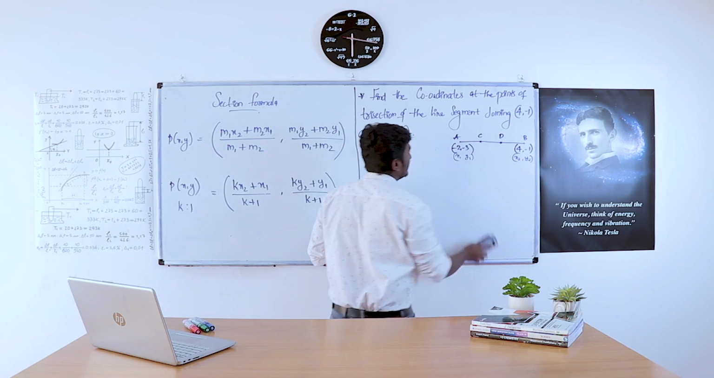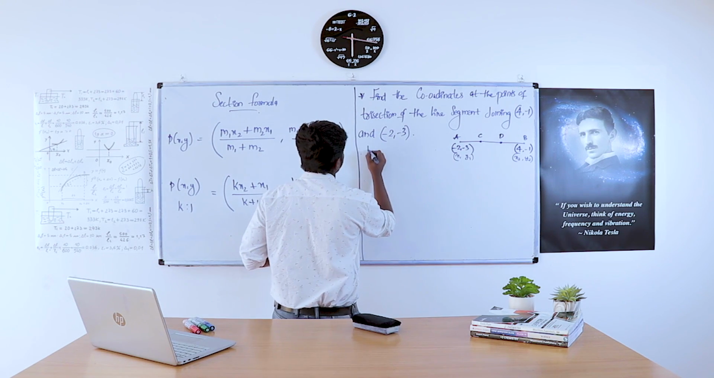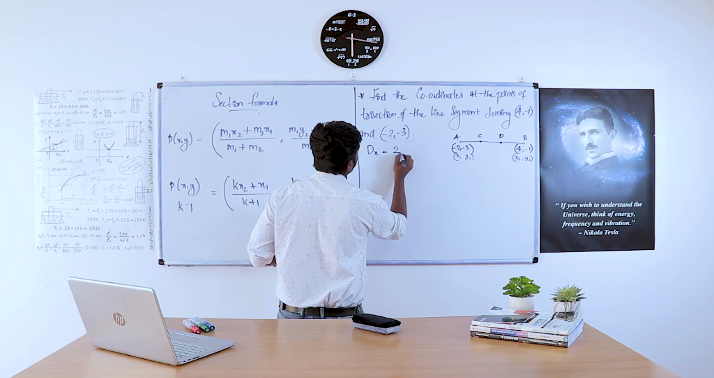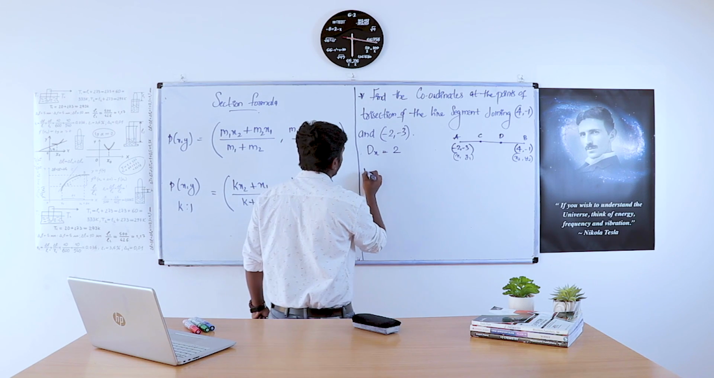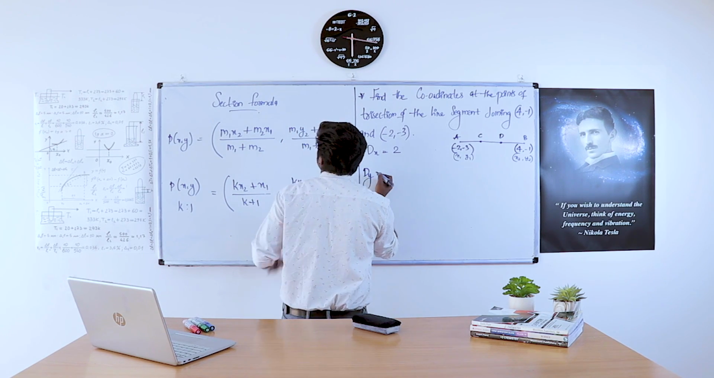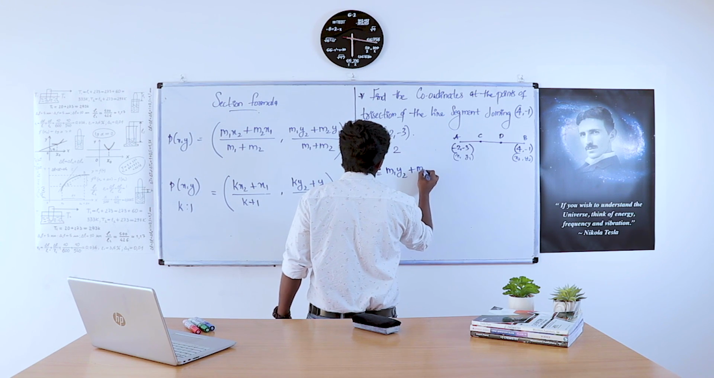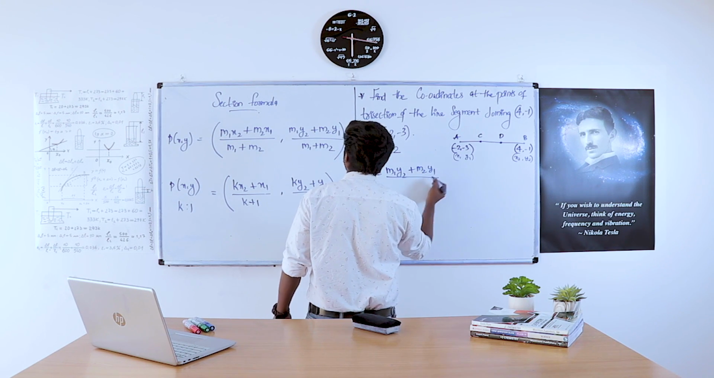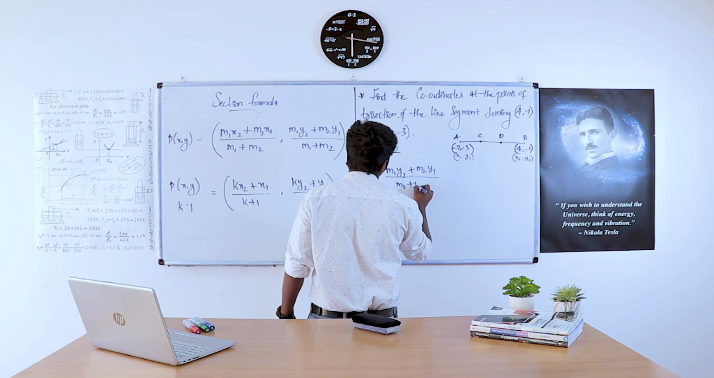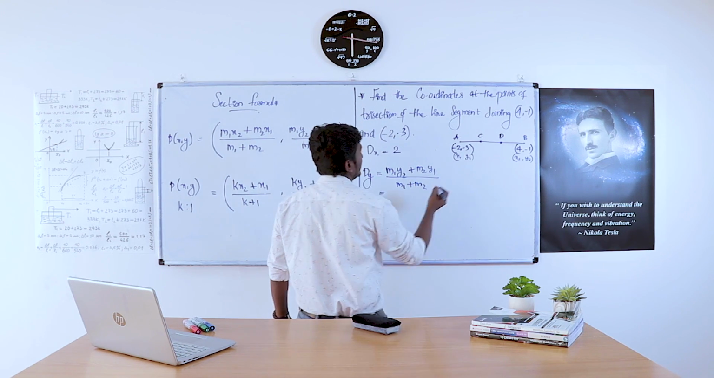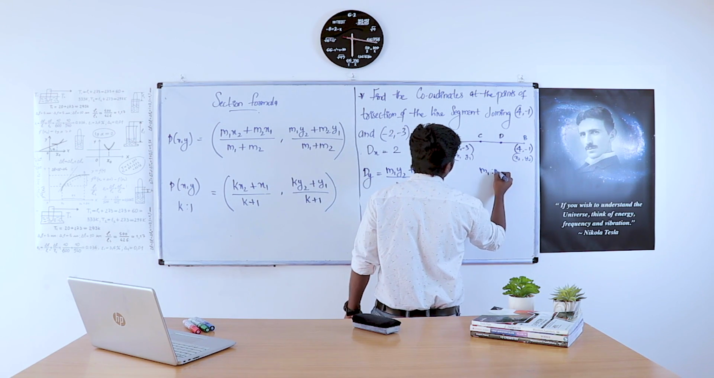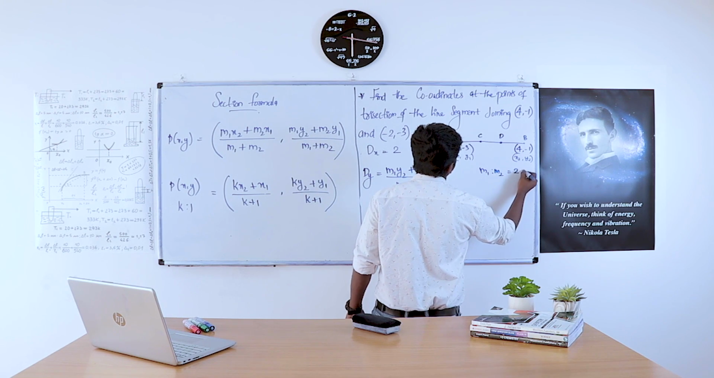Now we got the x value of D, which is equal to 2. Now we need to find the y value. Dy is equal to, what is the y value? It is m1 y2 plus m2 y1 divided by m1 plus m2. What is m1 is to m2? m1 is to m2 is 2 is to 1.